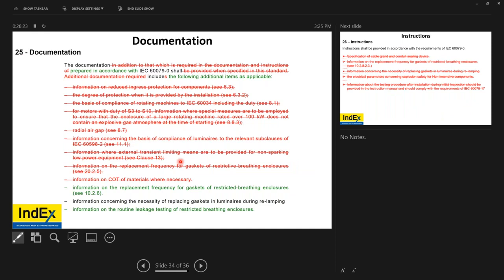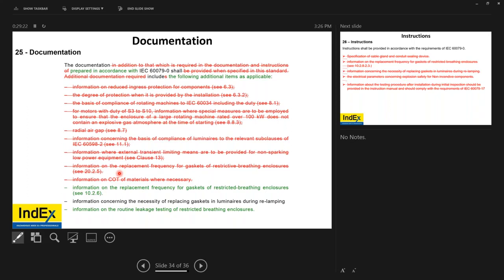Because, well, documentation under edition 4, 2011: information on reduced creepage, ingress protection for components shall be listed, the degree of protection when it is provided by the installation. Things were much more difficult back in the day. The basis of compliance of rotating machinery to IEC 60034, including its duty cycle, for motors with a duty cycle of S3 to S10, radial air gap. Information concerning the basis of compliance of luminaires to the relevant subclauses. Information where external transient lighting may are to be provided for non-sparking low power equipment. Information of replacement frequency of gaskets. Okay, that's just been moved down to here because it's a different clause number.